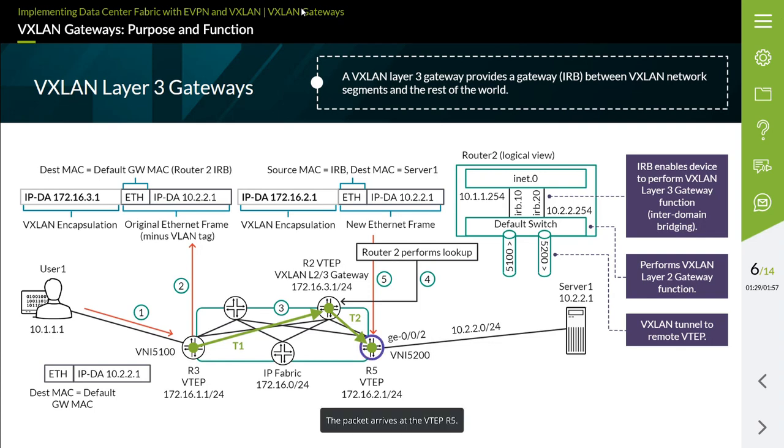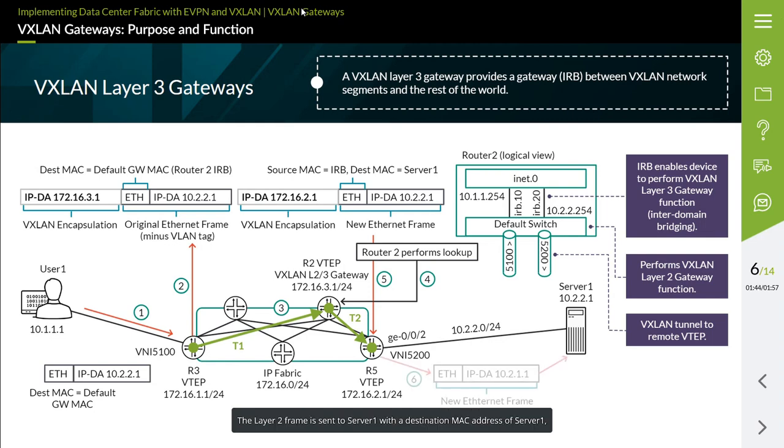The packet arrives at the VTEP R5. The outer destination IP matches the VTEP address. The L2 gateway terminates the tunnel, and the frame is decapsulated. The destination MAC is found associated to GE002. The Layer 2 frame is sent to Server 1 with a destination MAC address of Server 1, a source MAC of IRB gateway R2 VTEP, a source IP of User 1, and a destination IP of Server 1.